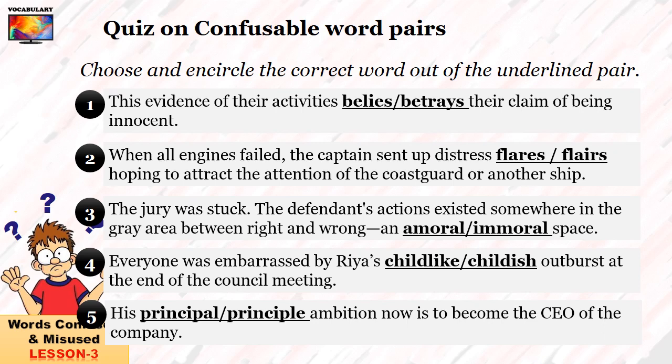And the answers are, first, this evidence of their activities belies their claim of being innocent. Second, when all engines failed, the captains sent up distress flares, hoping to attract the attention of the Coast Guard or another ship. Third, the jury was stuck. The defendant's actions existed somewhere in the grey area between right and wrong, an amoral space.